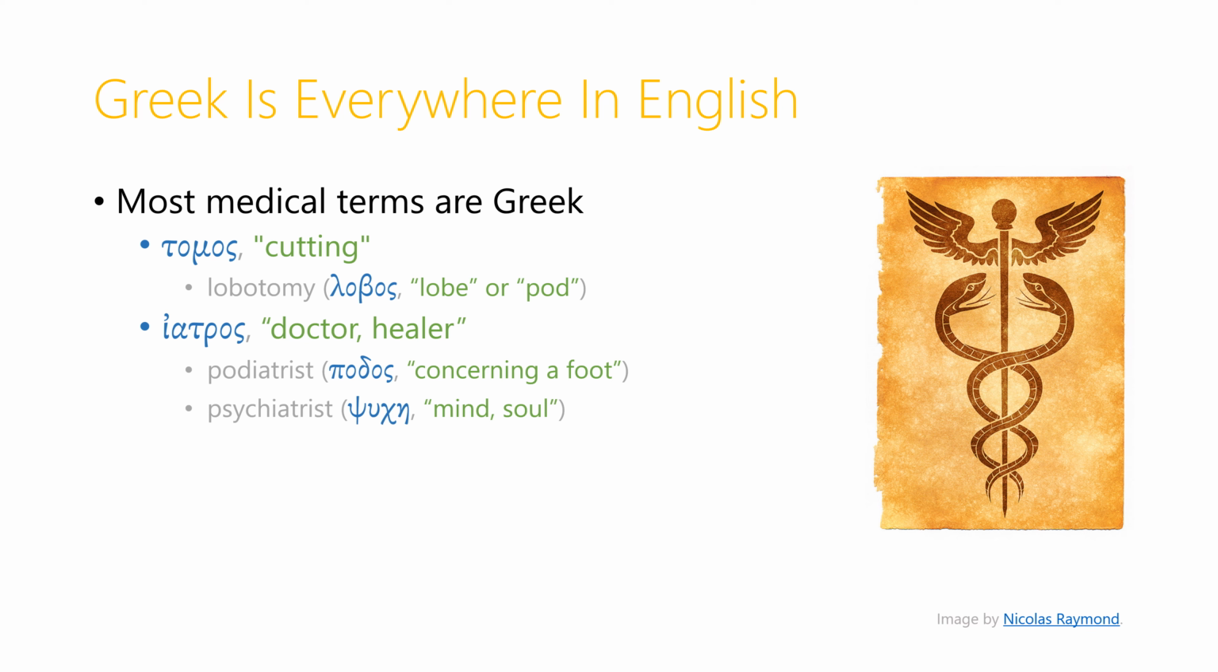Also, if you know that iatros means doctor or healer, you can recognize where the names come from of many of the medical specialties. So podos means a foot, or concerning a foot. And so a podiatrist is a foot doctor or foot healer. And since the psyche is the mind or the soul, a psychiatrist is a healer or a doctor for the mind or the soul.